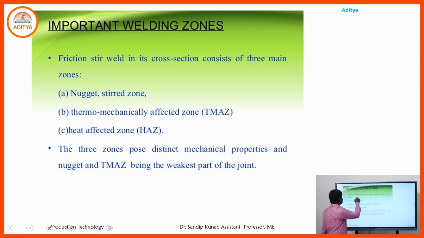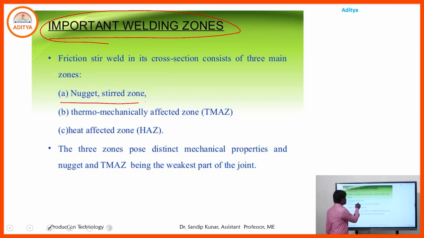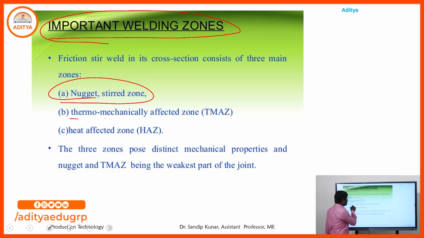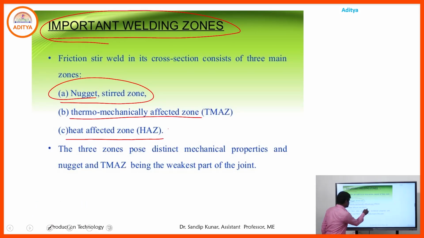Important welding zones in friction welding are very important. In friction stir welding, in its cross section, it generally has three main zones. First is the nugget zone, or it is called the stir zone. Another is the thermomechanically affected zone, another is the heat affected zone, and another is the unaffected zone, meaning the base material zone.